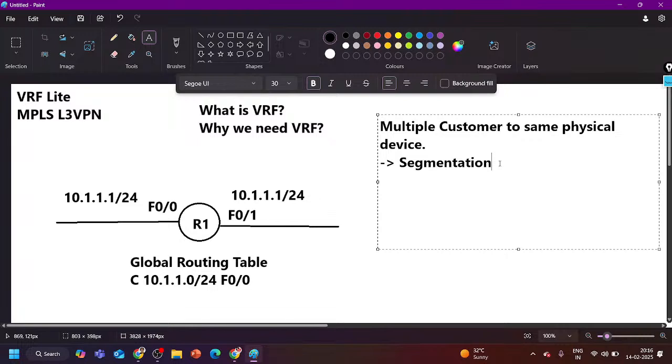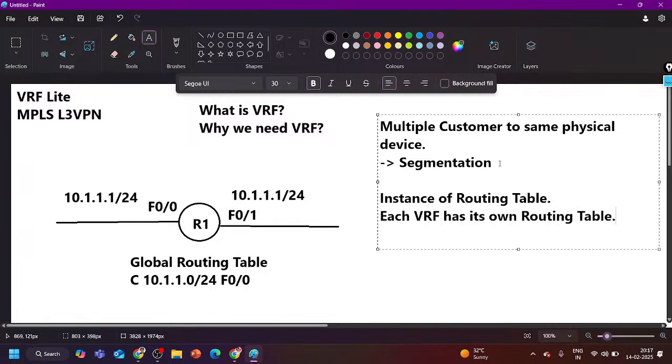And if I ask you what is VRF, what can be the definition? We can say it is nothing but one routing instance on the router, an instance of a routing table, right? And each VRF has its own routing table, right?